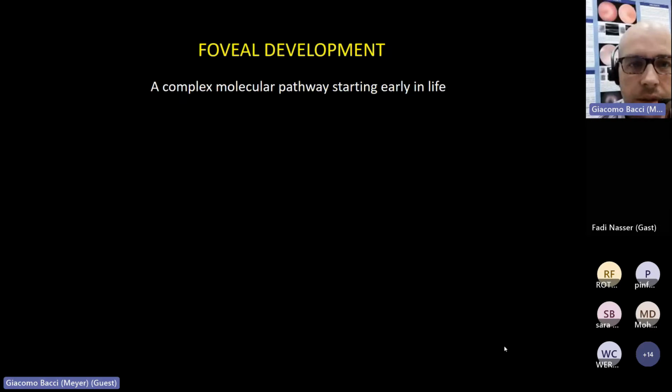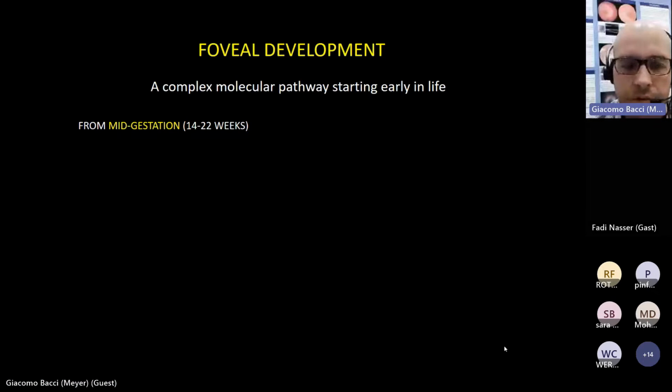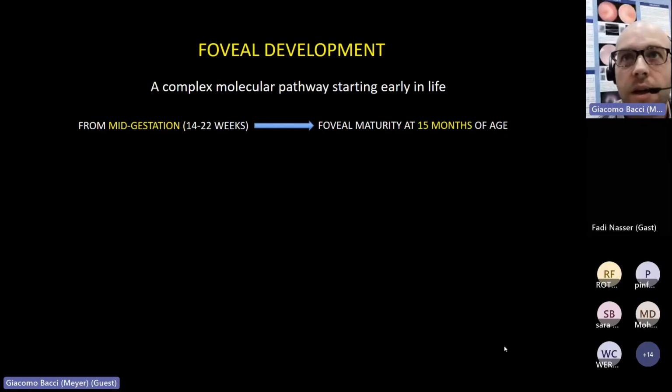Today we know that foveal development is a complex molecular process. It starts very early in life. There are studies that find a differentiation of macular structures from mid-gestation, from 14 to 22 weeks. And now we know that foveal maturity is supposed to be reached at around 15 months of age.